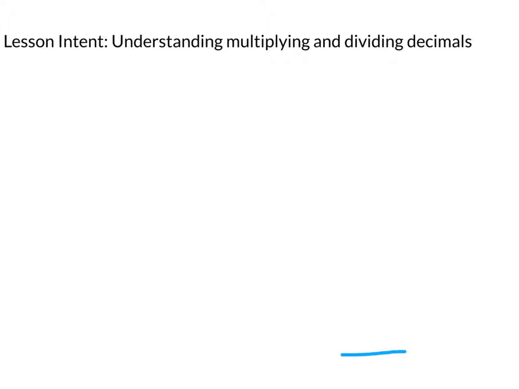Okay, so today we are going to be understanding multiplying and dividing decimals. Let's get started. Let's say we have the number 4.23 multiplied by 1.85.